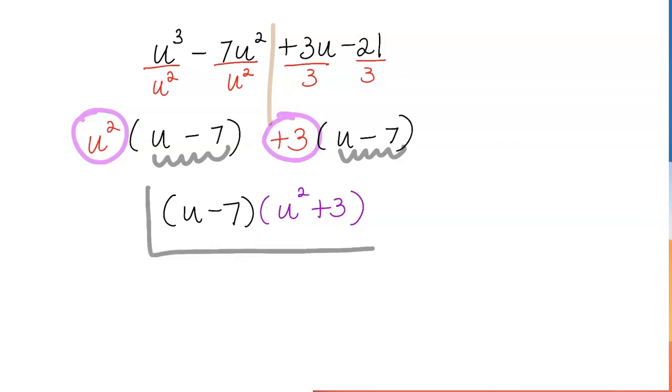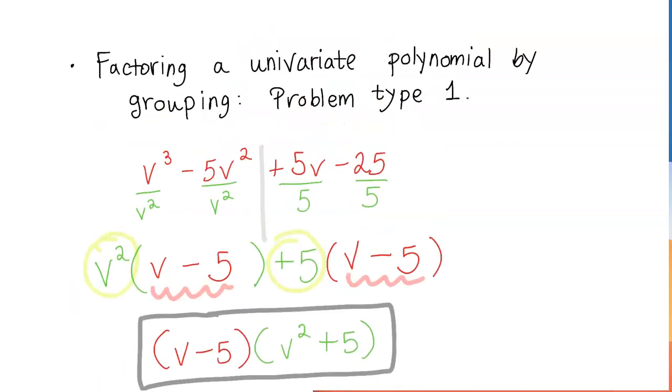I'll go ahead and box my answer. This is how you can factor a univariate polynomial by grouping. And this was problem type number 1 in ALEKS.